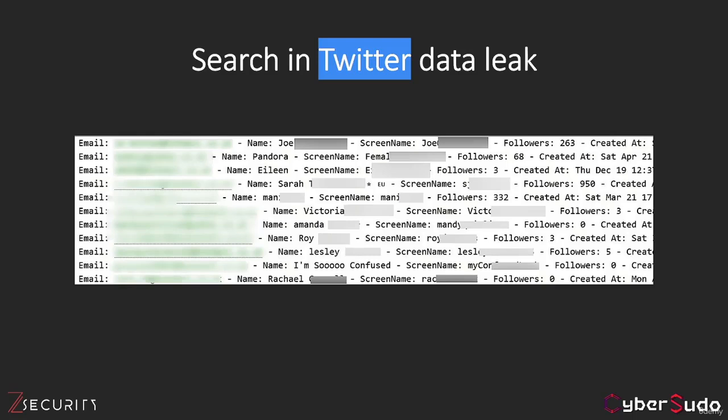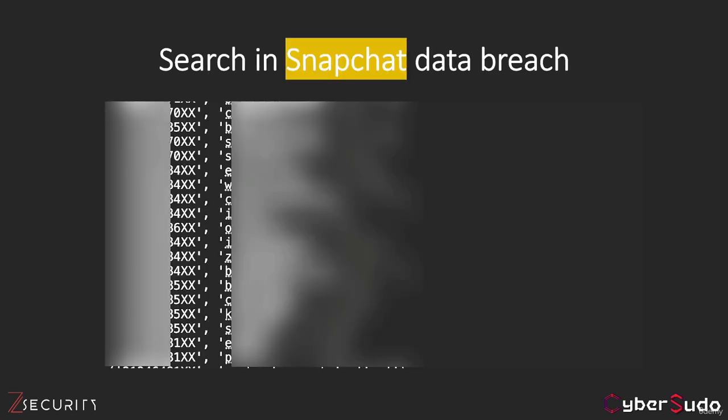Now, if the person has a Twitter account, then you can search within the Twitter data leak, and you might be able to find the person's email address or full name or any phone number. So you only have to have a username in order to search within the Twitter data leak. And if the person has a Snapchat account and their account was old, then you can always search in the Snapchat data breach to find the first digits of their phone number. And if you were able to find the first digits of their phone number, then you can search within the Facebook data leak to find the account that is associated with this number.